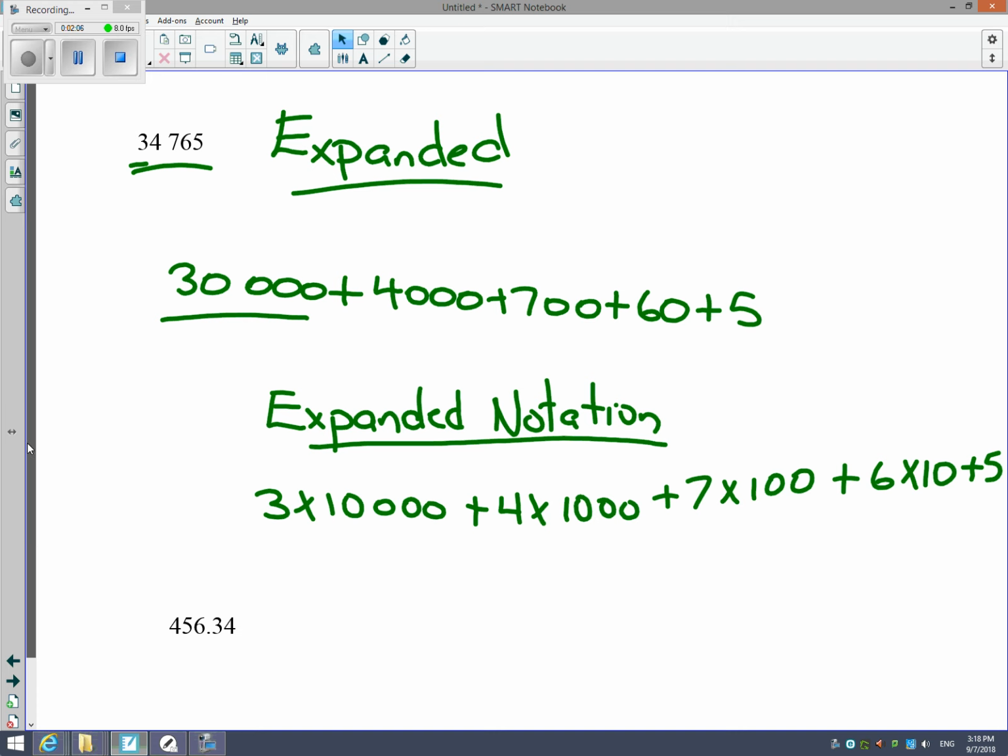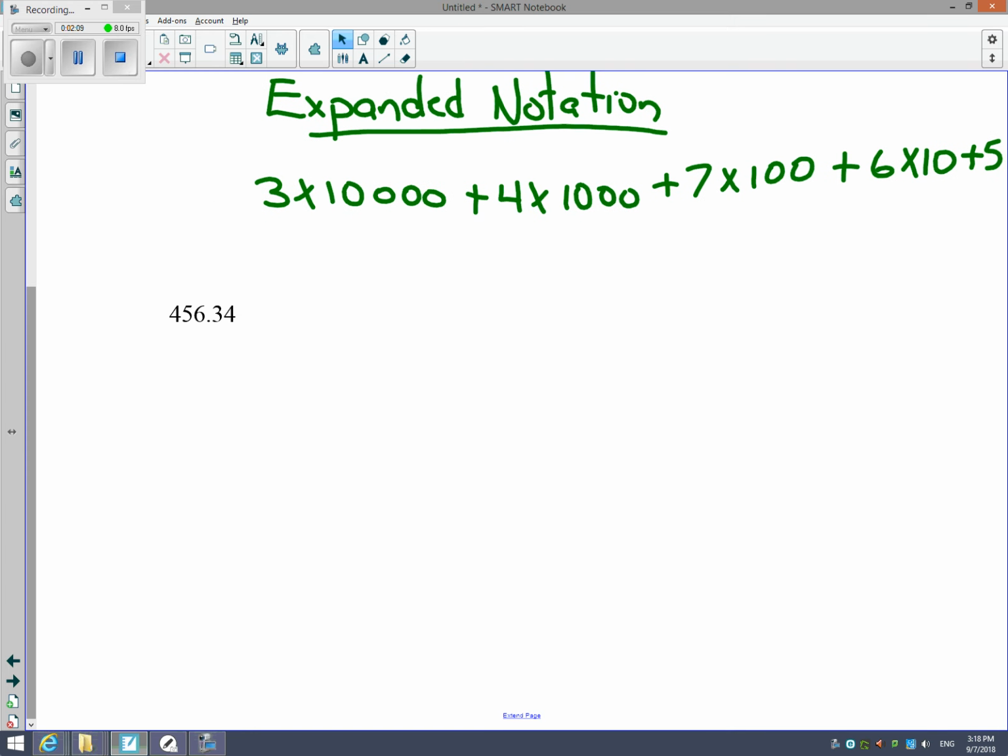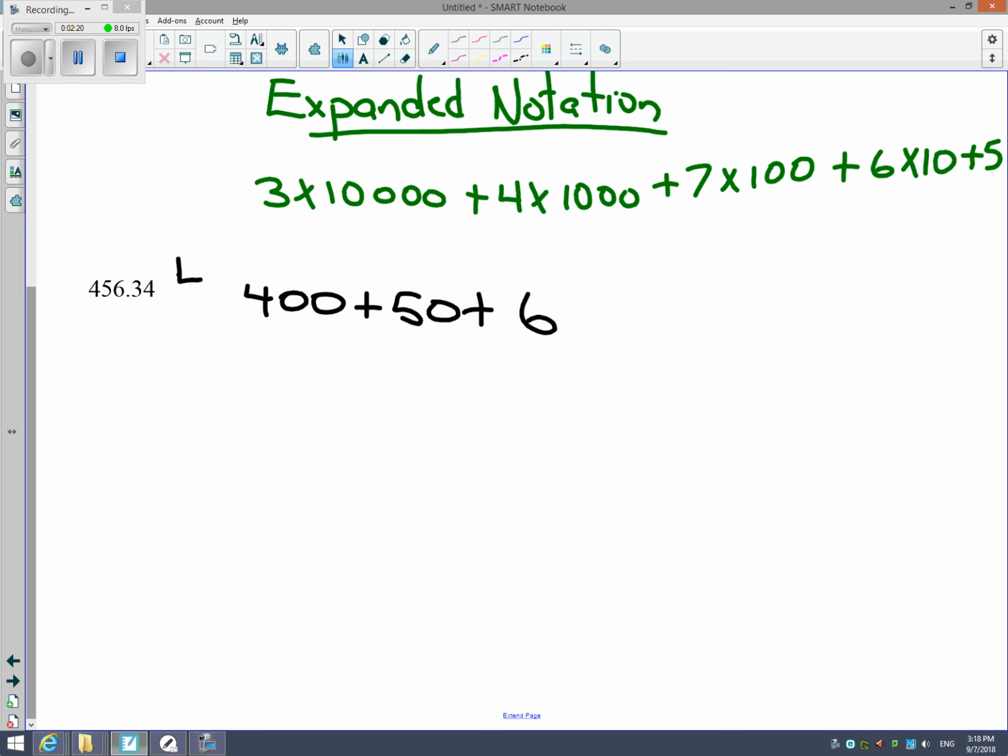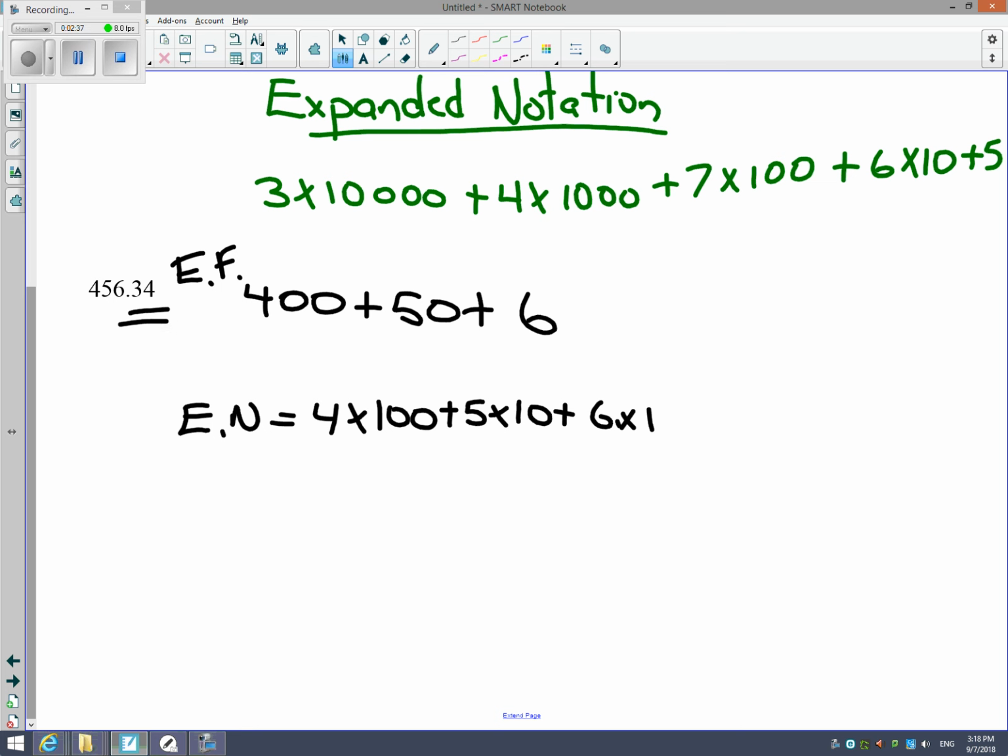So let me give myself some room to work. When we had a decimal number, there were now some decisions to be made. So in expanded form, this is just 400 plus 50 plus 6. So that's expanded form. And in expanded notation form, this would be 4 times 100 plus 5 times 10 plus 6 times 1. The question we had is, what do you do with these decimal numbers? How do you represent them in expanded form, and how do you represent them in expanded notation? And we hadn't talked about that yet.